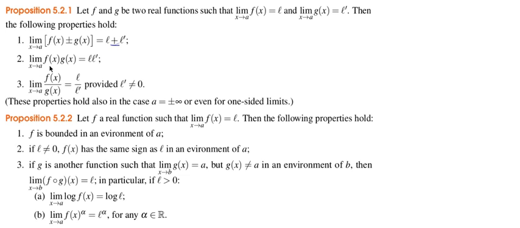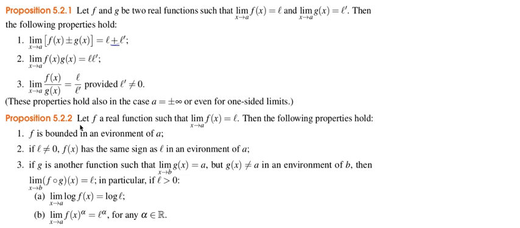Now the limit of the product is the product of the limits. And finally, the limit of the quotient is the quotient of the limits if L prime is different than 0. If it's 0, then it's a different thing. Now these properties hold also in the case a is plus or minus infinity, or even for one-sided limits. These are kind of straightforward. They're easy to prove, actually, and very similar to the ones we saw in sequences.